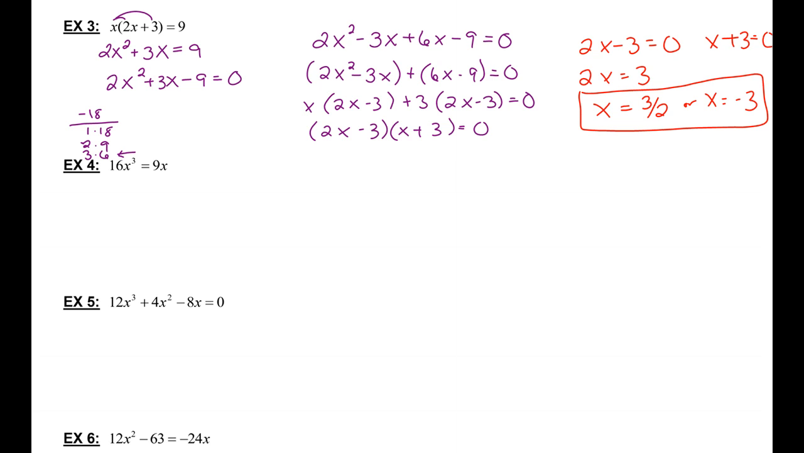All right, please look at examples 4 through 8 on your own. Give them a try, and we will go over them tomorrow in class. After you finish looking at examples 4 through 8, turn to the next page to look at solving by square roots.